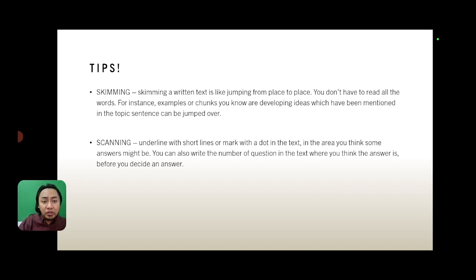It's not about understanding every single piece of information in the text. And now let's look at scanning. Tips for scanning: you can underline with short lines or mark with a dot in the text in the area you think some answers might be. You can also write the number of the question in the text where you think the answer is before you decide an answer. So these are the tips that I would like to share with you about skimming and scanning.